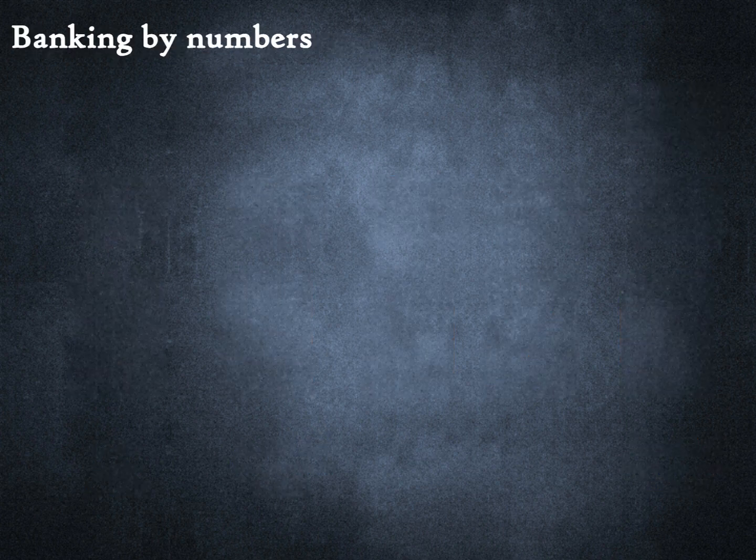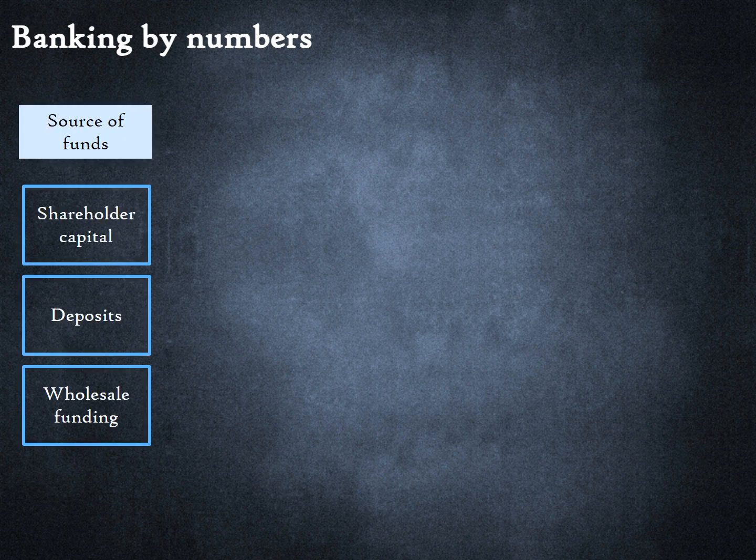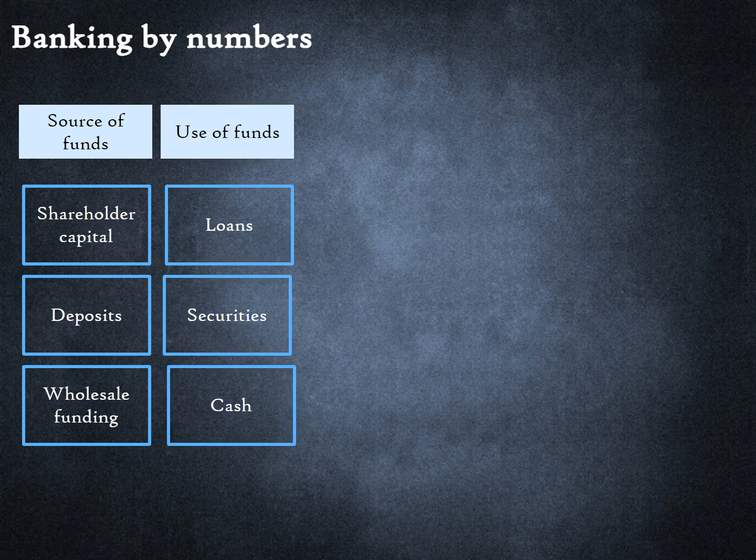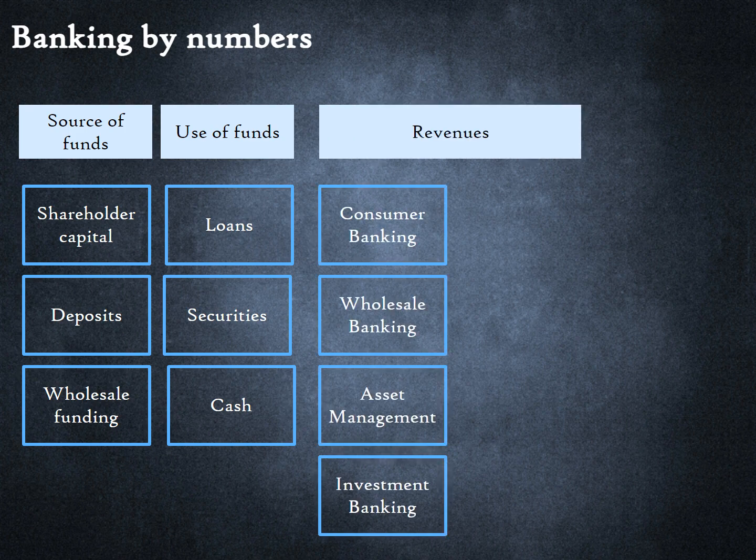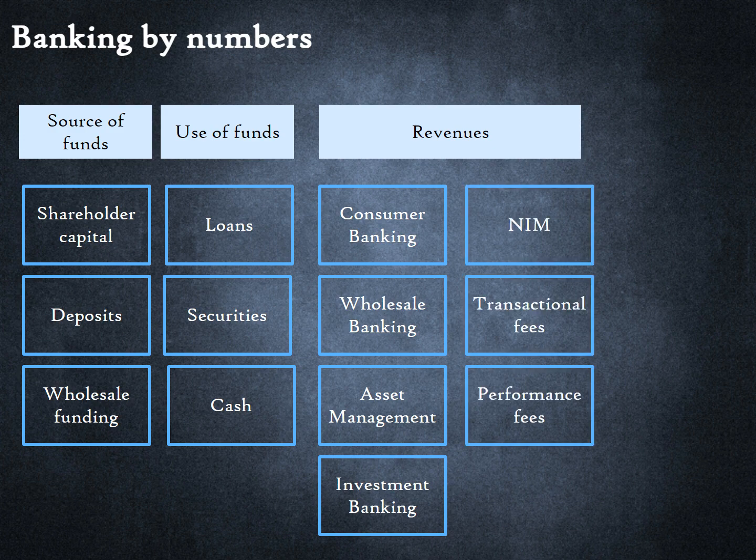The purpose of this lesson was to identify the key numbers to look at when analyzing banks. The first set of numbers relate to the percentage contribution of the three major sources of bank funding. The second set of numbers relate to the percentage distribution of assets that banks invest in. The third set of numbers relate to the revenue profile of a bank. We can look at revenues two ways. One by product and the other by type of revenue. The final set of numbers relate to a bank's expense profile.